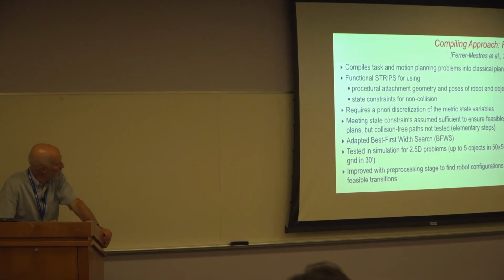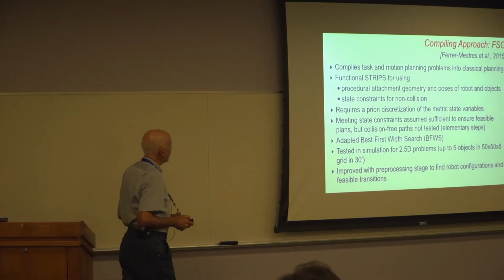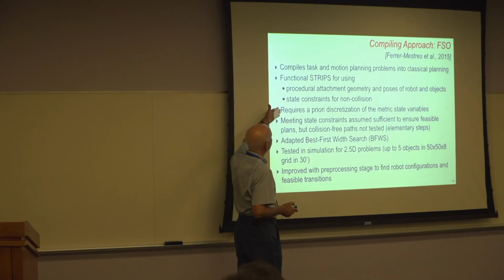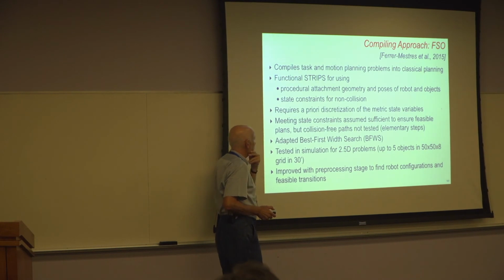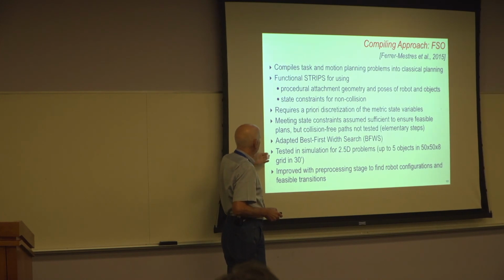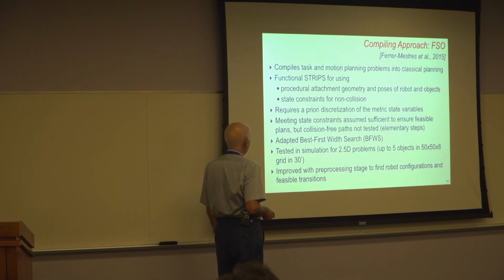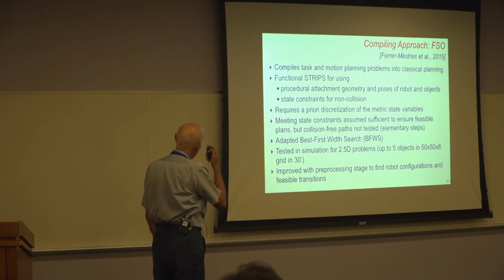Just one word on the compiling approach by Vermestre and Hector Geffner, which basically compiles task and motion planning into classical planning using procedural attachment and state constraints. It requires a priori discretization of all your metric state variables, and you do not test collision-free paths in this case. And it has been tested in a limited environment with up to 5 objects in grids of this size, 50 by 50 by 8. It has been improved with a pre-processing stage, but it is, in my view, quite limited as compared to the other approaches.